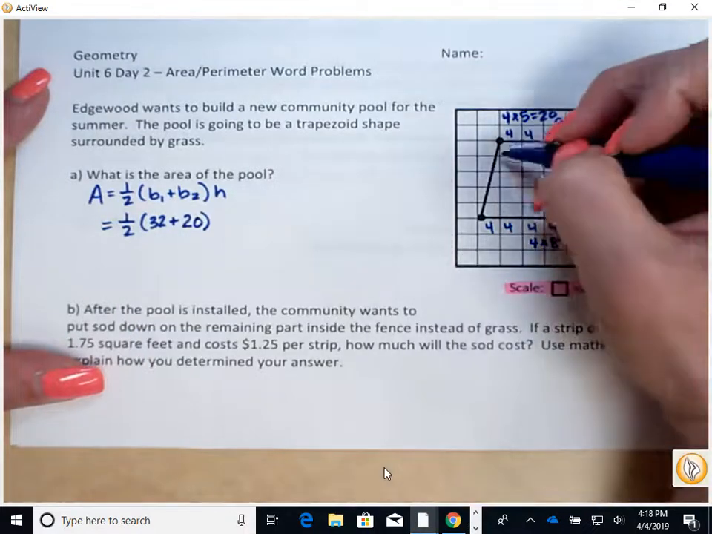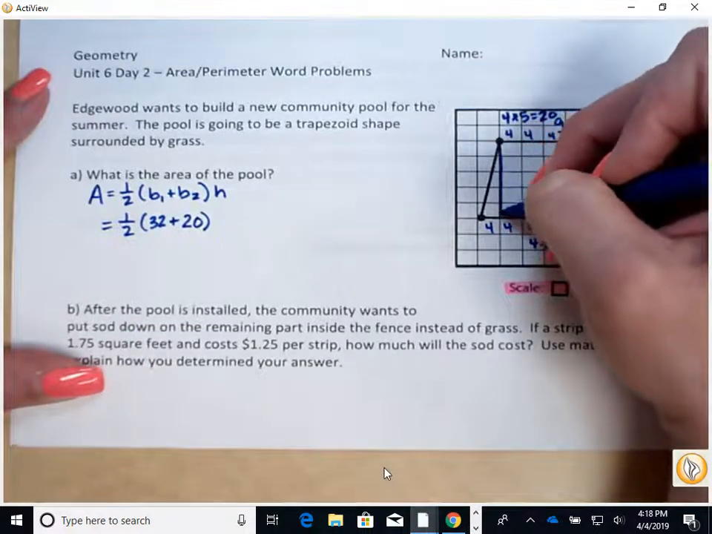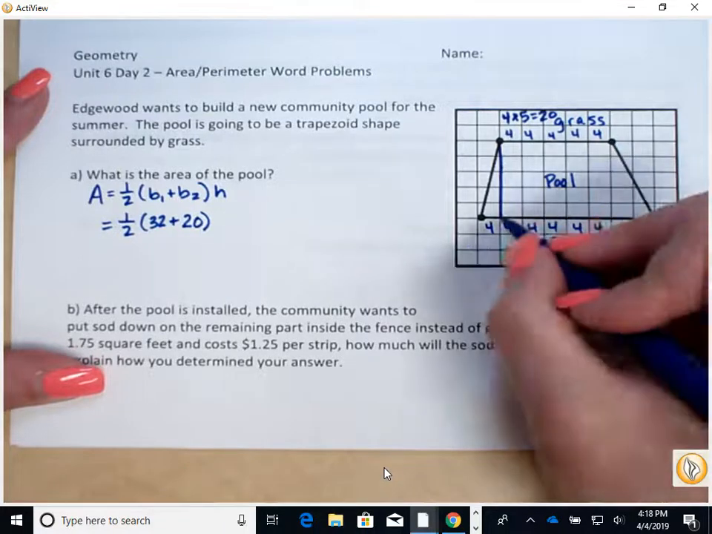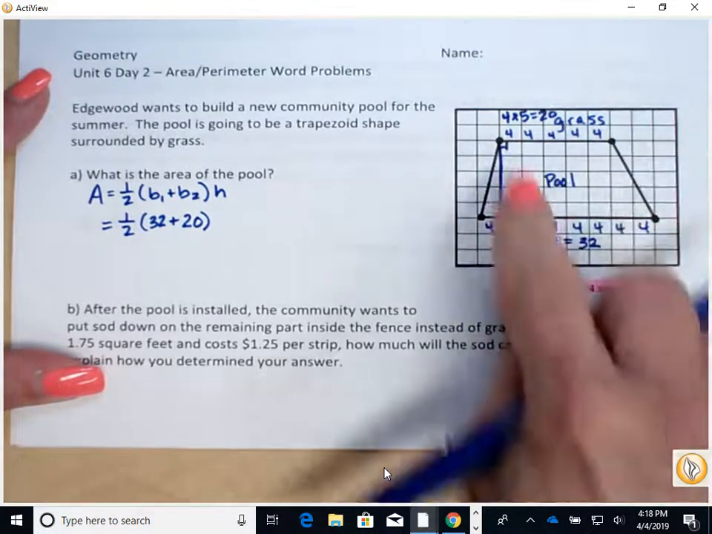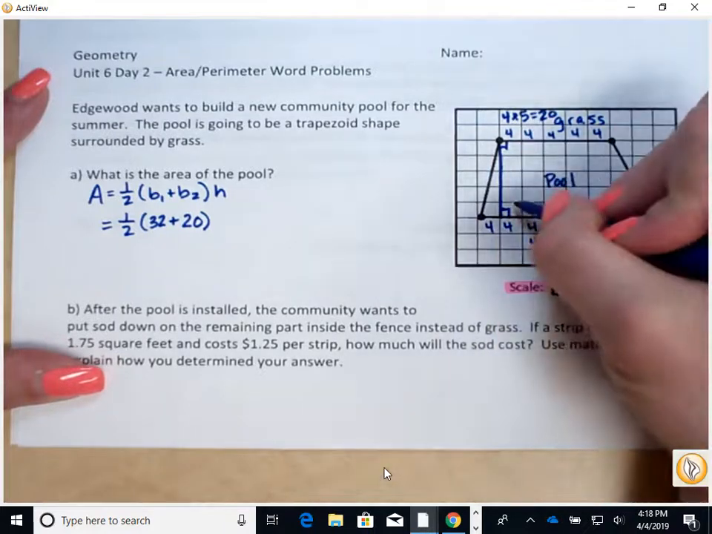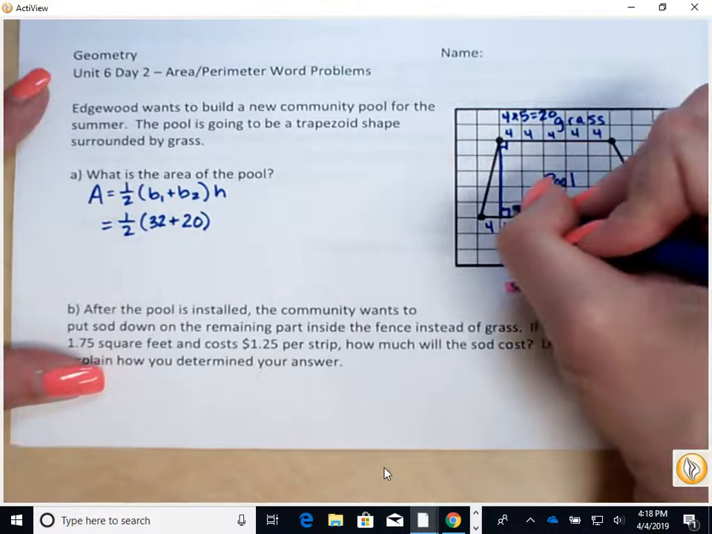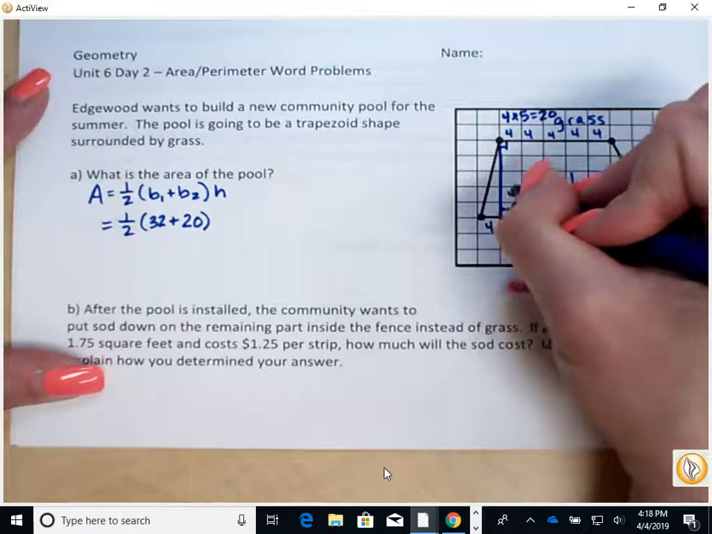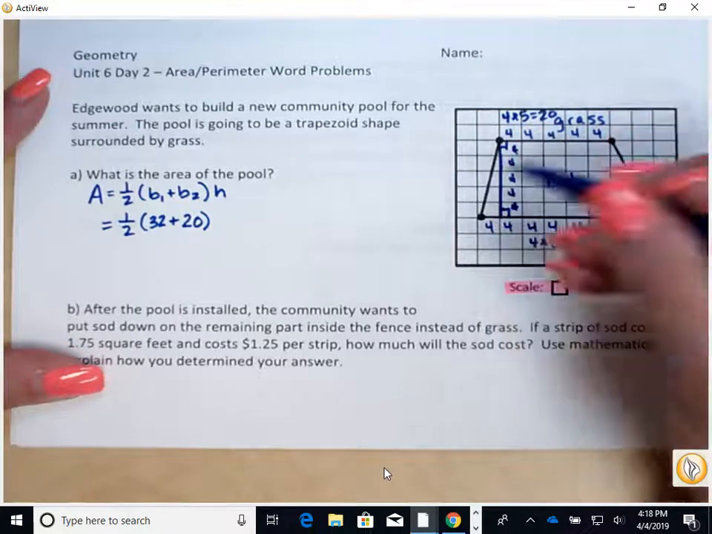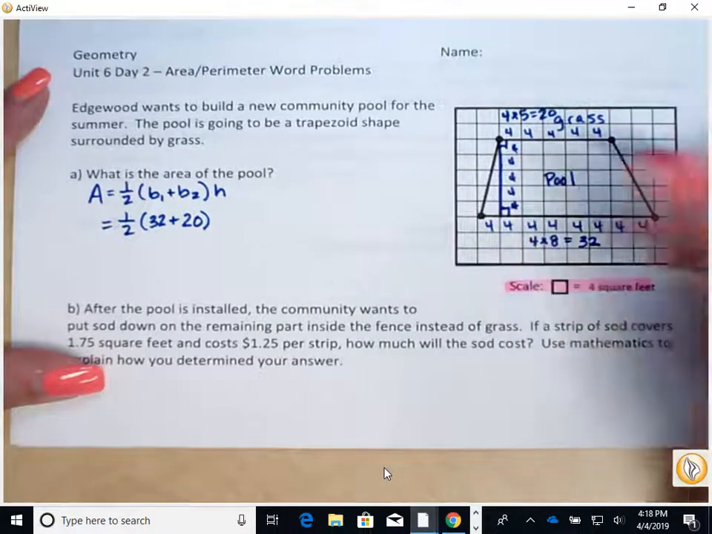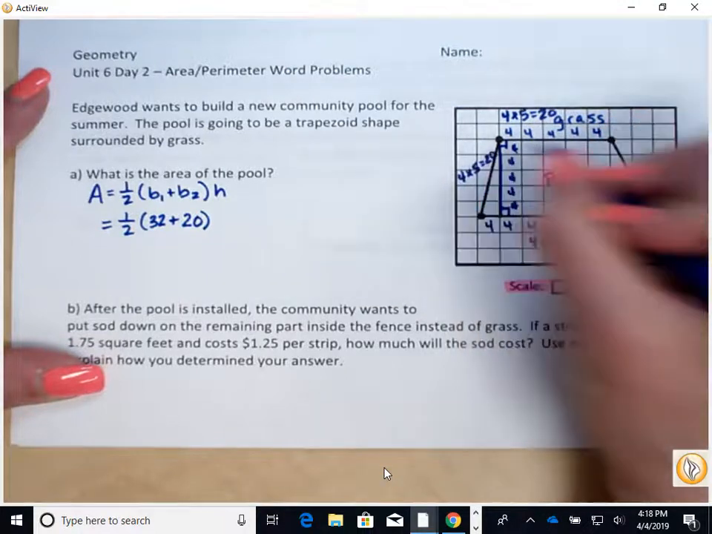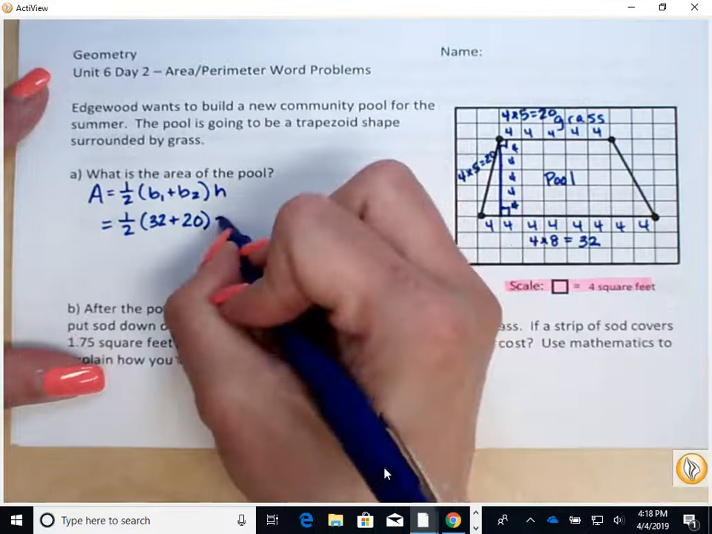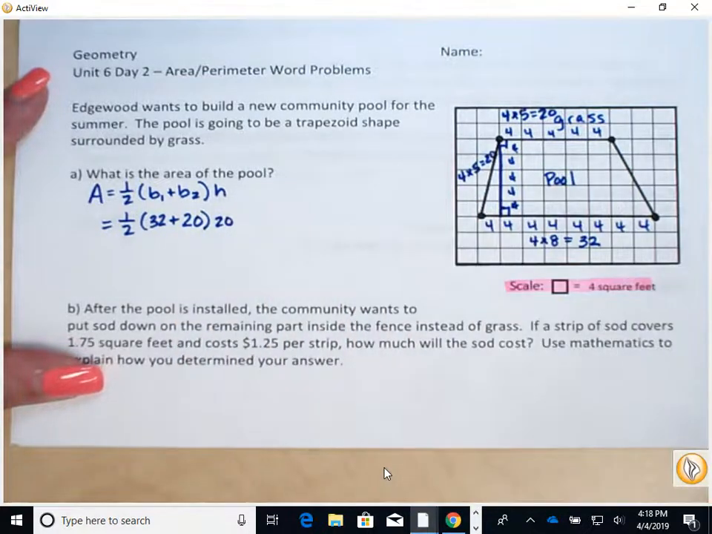And then our height is a line that goes straight up and down to meet at a 90-degree angle with our bases. So now we've got to count those blocks going up. Each one of these is 4. So 4, 4, 4, 4, 4. That's 1, 2, 3, 4, 5. So that's also 20, because 4 times 5 gives me 20. So the height is also 20. Okay, so just kind of keep track of that.